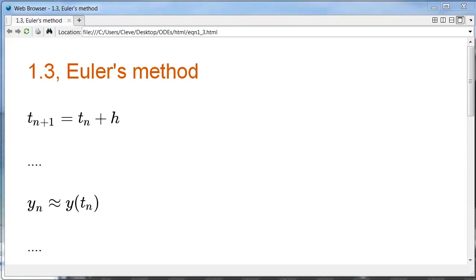Euler's method actually isn't a practical numerical method in general. We're just using it to get us started thinking about the ideas underlying numerical methods. Euler's method involves a sequence of points t sub n separated by a fixed step size h, and then y sub n is the approximation to the value of the solution at t sub n.